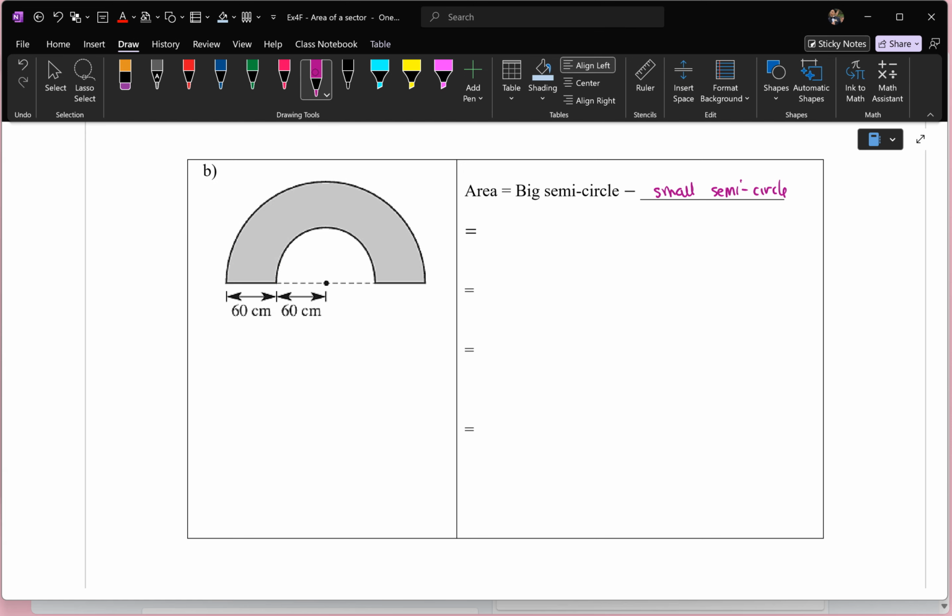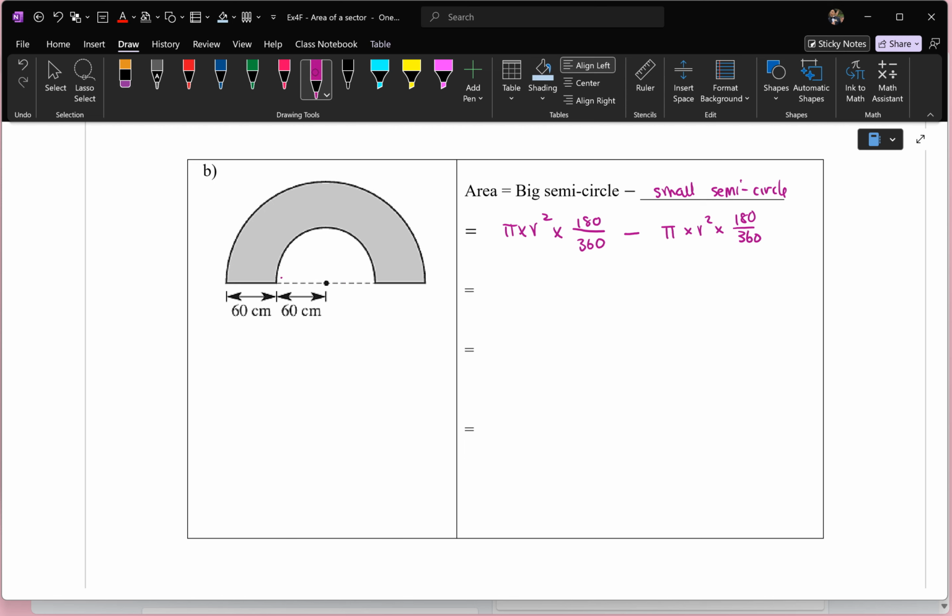Well, big semicircle, the area of that would be pi times radius squared, but semicircle just means half of a circle, so it's 180 degrees out of 360. 180 over 360. Minus, and same thing again, the small circle is also pi times radius squared times 180 on 360. The only difference is that they both have different radius, or radii.